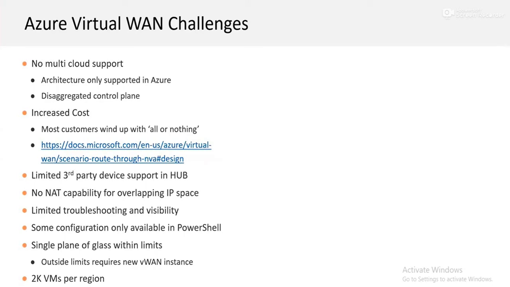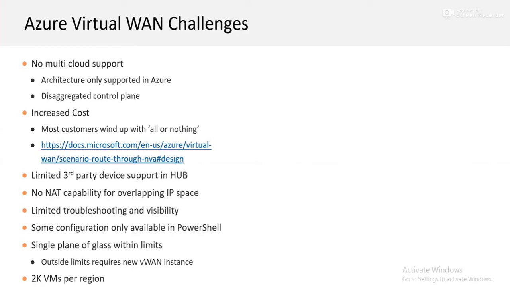In addition, the Azure Virtual WAN is a pretty large platform. There's a couple of different varieties, but for most customers, the choice tends to be an all or nothing approach. They either have to go all in on Virtual WAN and stay within the confines of Virtual WAN, or revert back to a hub and spoke type of environment.